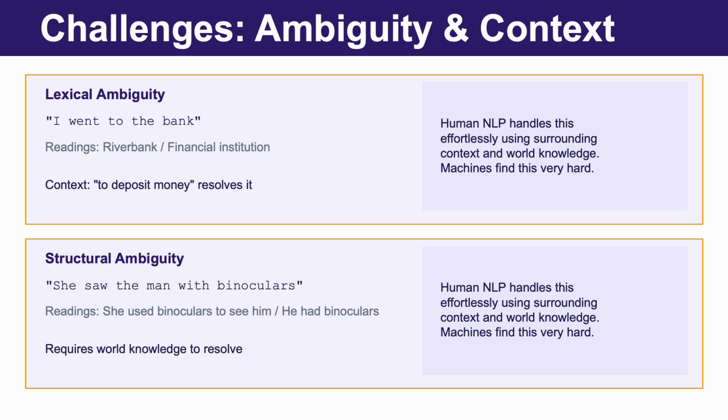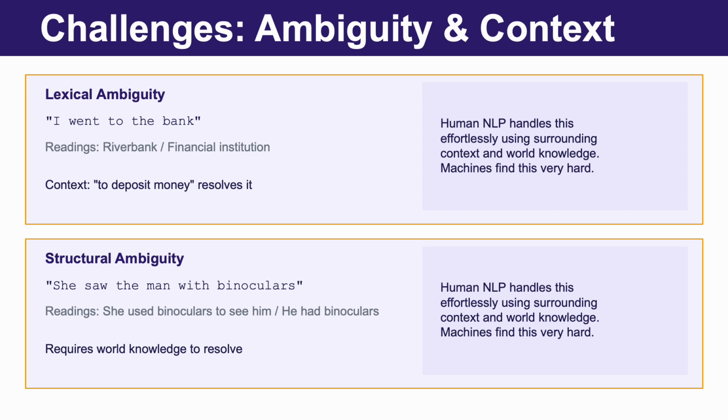So, "I went to the bank." The readings are a riverbank or a financial institution. Context, such as "deposit money," resolves it. Humans handle this effortlessly using surrounding context and word knowledge. Machines find this very hard.